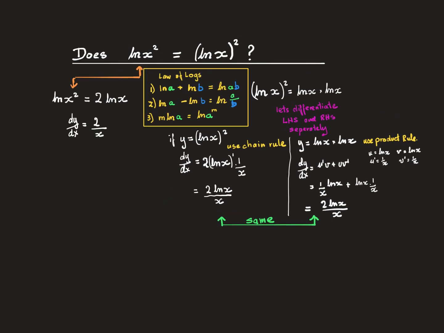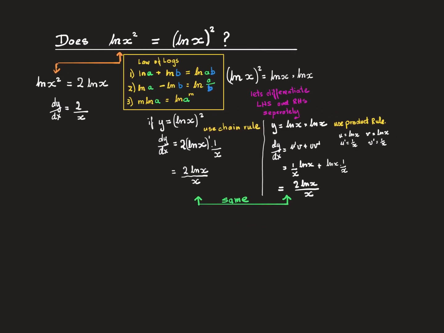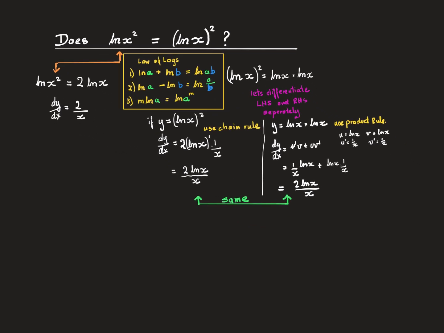I hope you've noticed that when you look at both sides together, you'll find that ln x squared is not the same as ln x all squared. So the answer to our problem is no. They are not the same.